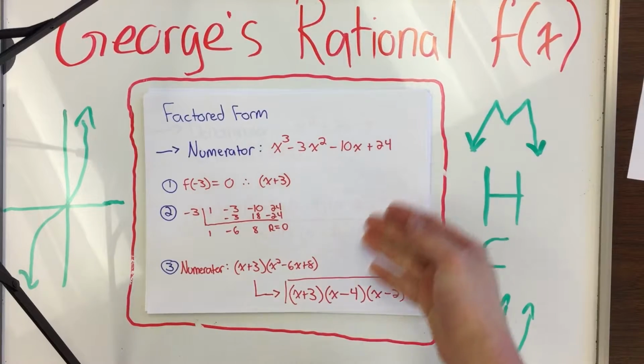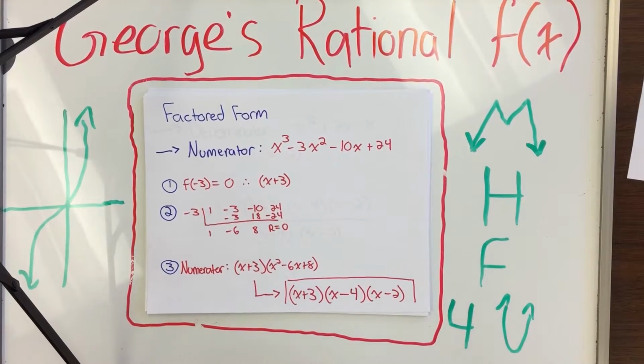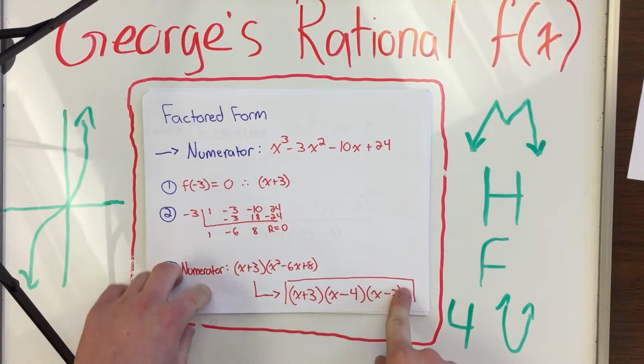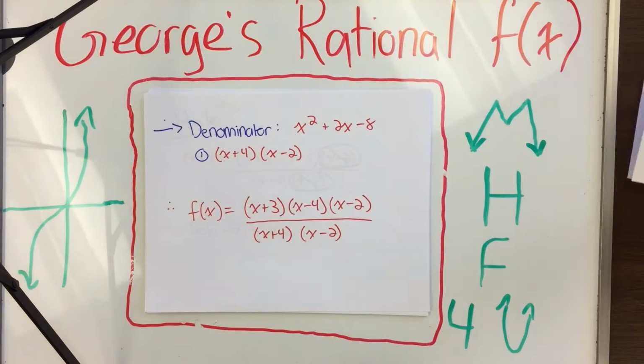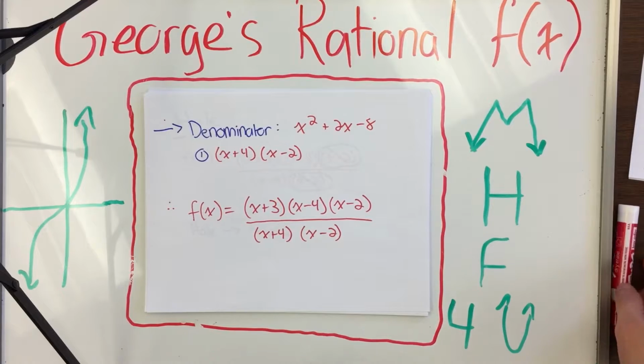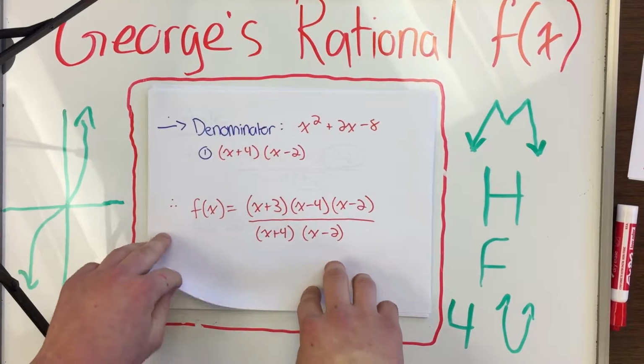So as you can see here, I factored the numerator by determining that x plus 3 is a factor using synthetic division, and then determining that the numerator is those factors. Now, to factor the denominator, it's a simple quadratic, so a one-step factor, and I determined that the function is (x plus 3)(x minus 4)(x minus 2) over (x plus 4)(x minus 2).